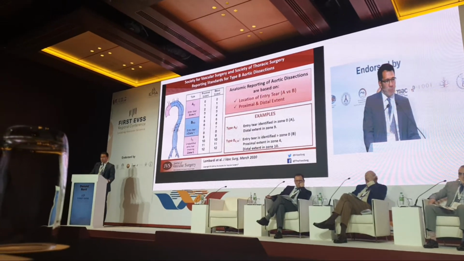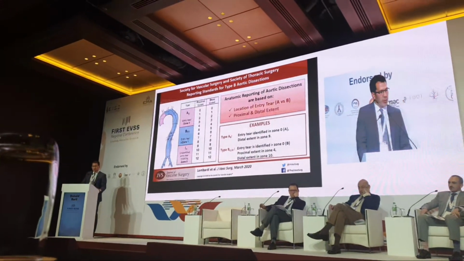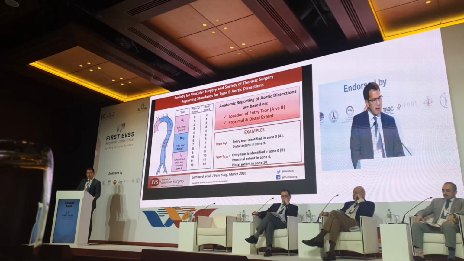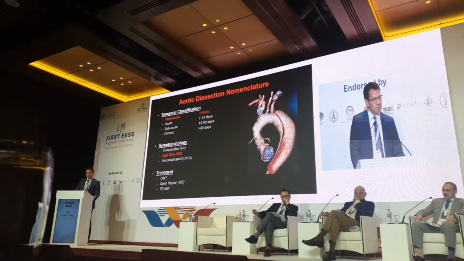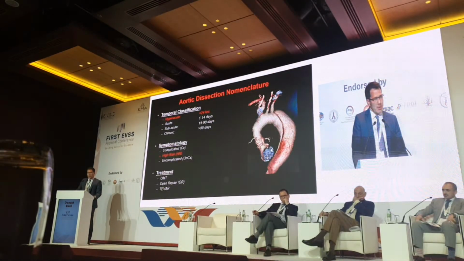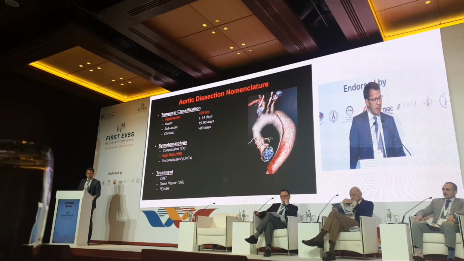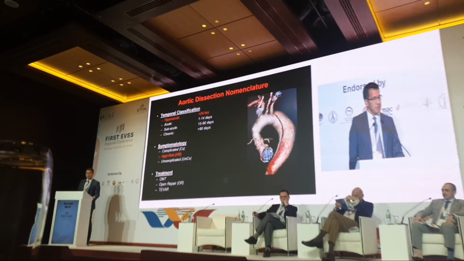There's a relatively new standards reporting system that we now use, which helps particularly with regards to the extent in terms of anatomic definition of the dissection. Along with this, the nomenclature has changed a little bit, so we now have hyperacute, acute, subacute, and chronic, and I think the acute, subacute is where we're going to land in terms of how we treat these patients. And then in terms of symptomatology, there's complicated, uncomplicated, but now we have this newer category of high risk as well. And treatment has been optimal medical therapy, open repair, and then TEVAR.